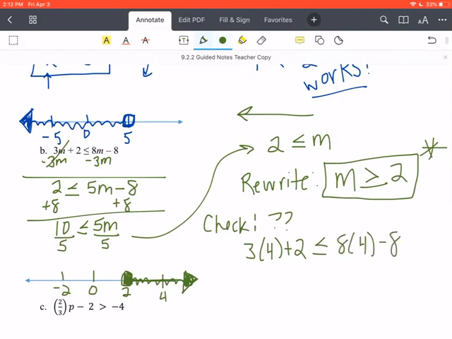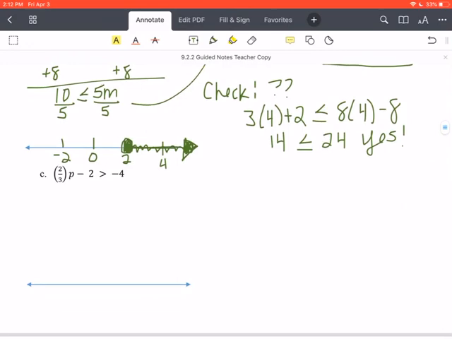Okay, well, 3 times 4 is 12. 12 plus 2 is 14. Is 14 less than or equal to 32 minus 8, which is 24? Yes, it is. So we can be pretty certain our answer is correct because the number we checked is true and it falls in the shaded region.